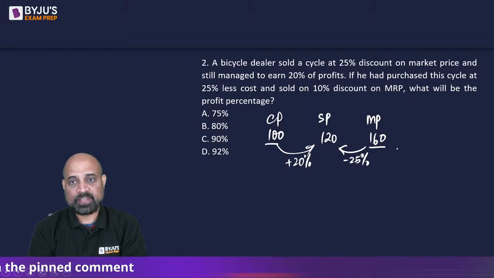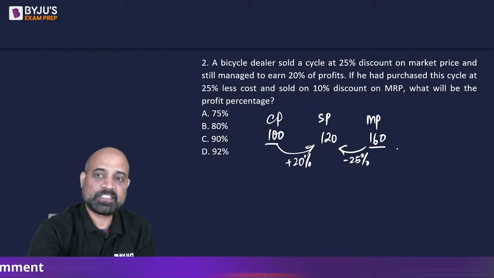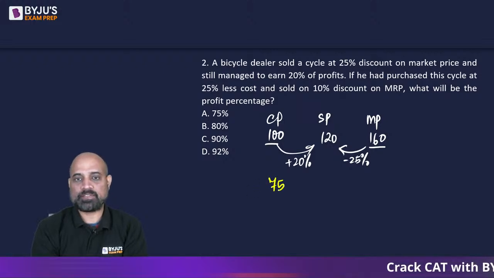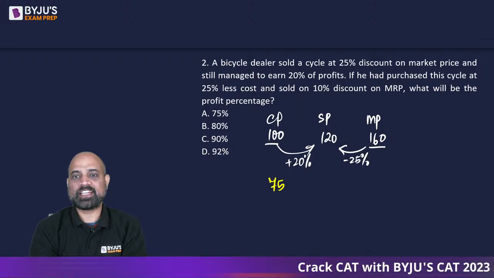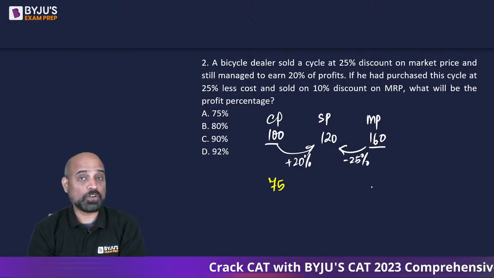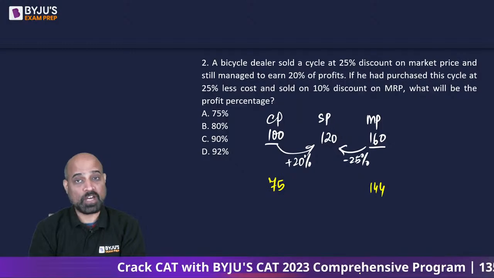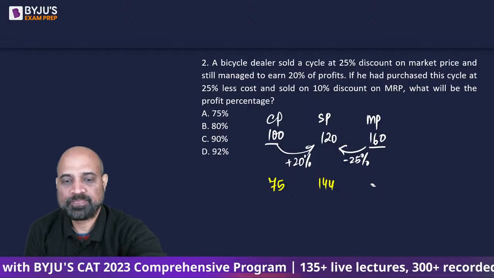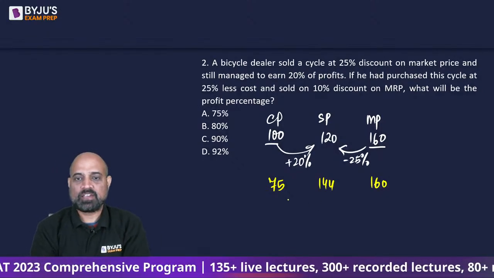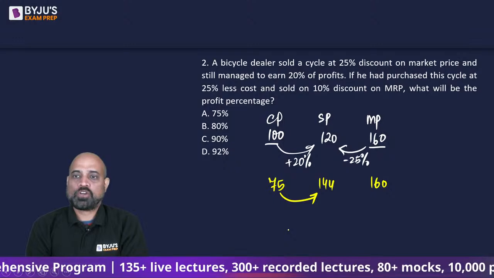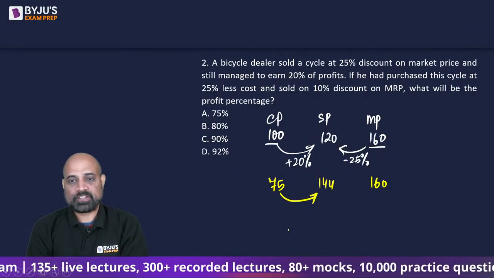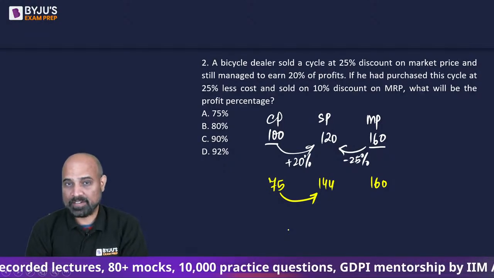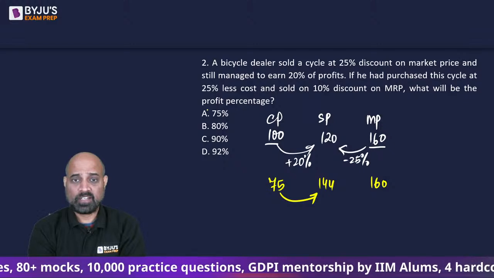Still 20% profit. So the first statement completely makes sense if I take cost price as 100 and mark price as 160. Now, if we had purchased this cycle at 25% less cost, as in if the new cost price is 75, and sold on 10% discount on MRP, that instead of 160, if we had sold it for 144, then so 144 यहाँ लिखना चाहिए मुझे, and 160 तो MRP है ही. So what is the profit percentage? Well, 75 का double 150 होता है.